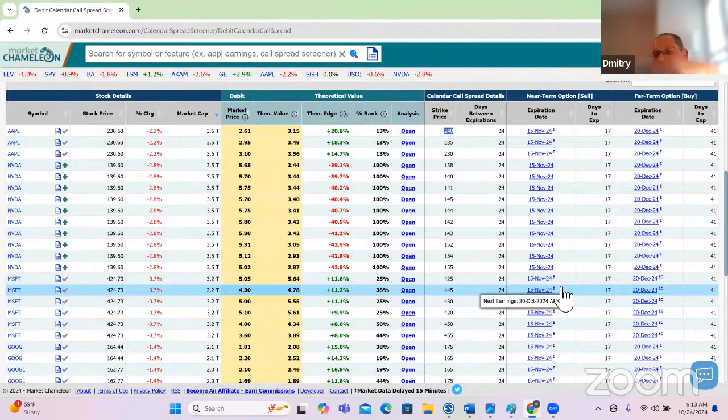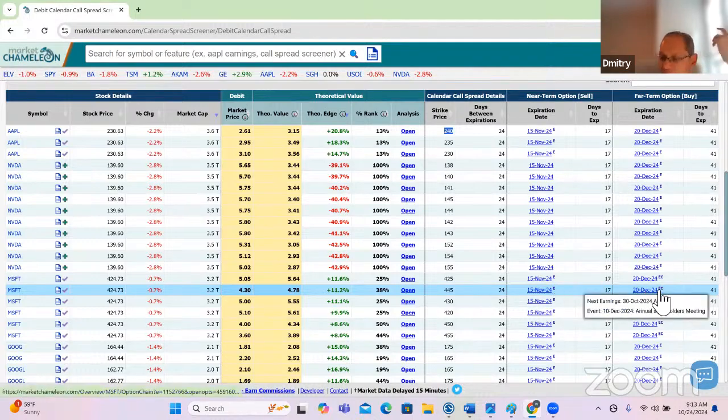If we hover over October 30th after the market close, so obviously that's on both expirations, November 15th and December 20th. But there's a C there. So the C is letting us know that the company indicated that there's going to be another event that's not earnings, but it may be worth considering because it may or may not be substantial, right? We don't know what the event will bring.